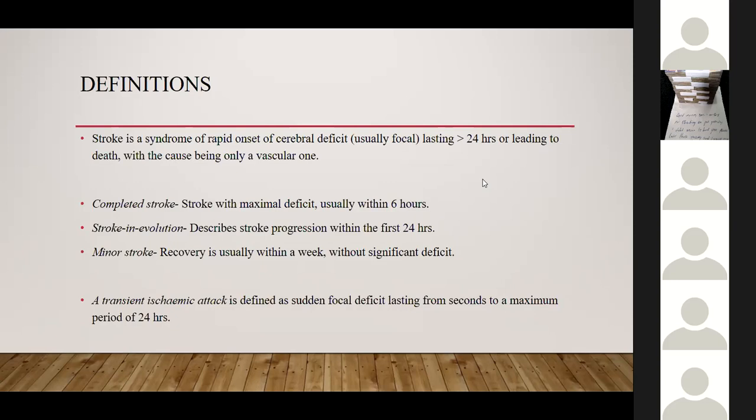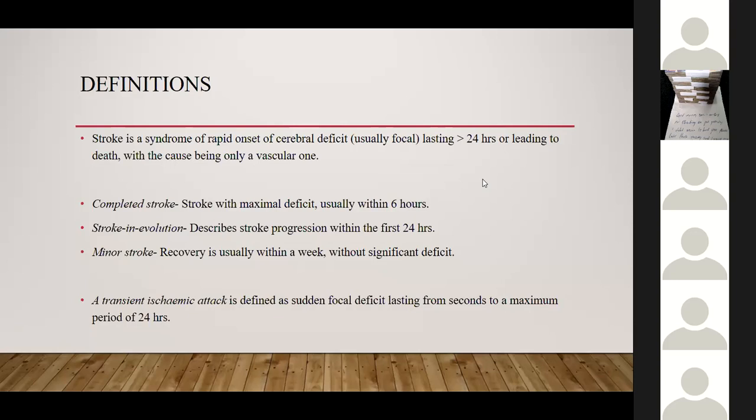And this blockage or rupture is basically leading to a neurological deficit, and this deficit should last for more than 24 hours. We're saying if the deficit fails to last for more than 24 hours and the patient recovers, most of the time, it's just what we call a transient ischemic attack. And once we go on, you'll know what a transient ischemic attack is.